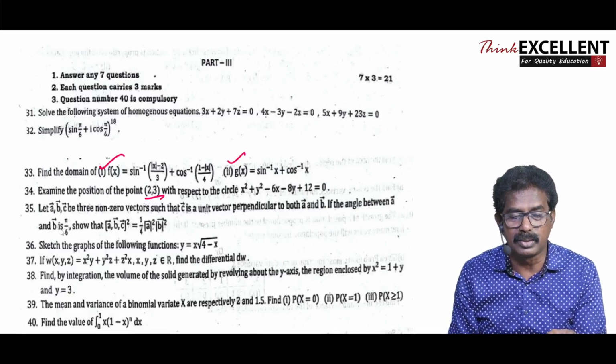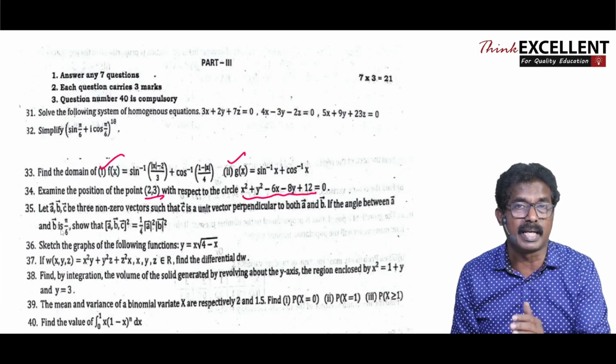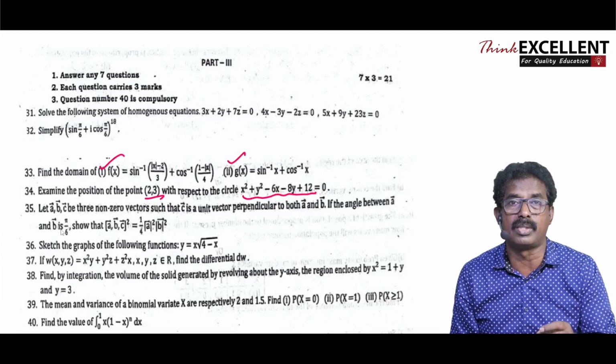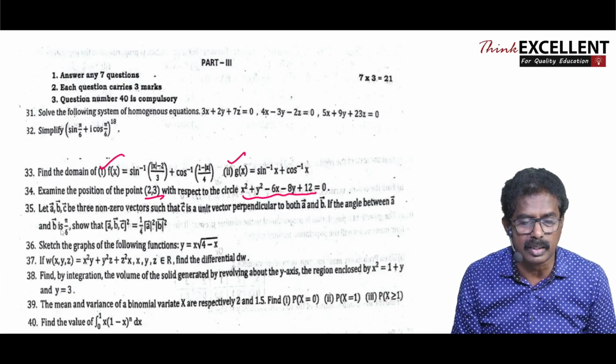What to do? Just substitute here. If your answer is positive, it lies outside. If it is negative, it lies inside. If it is equal to 0, it lies on the circle, right? Then the next one is a very good question you have to study.